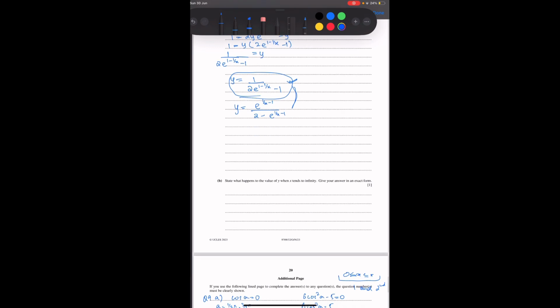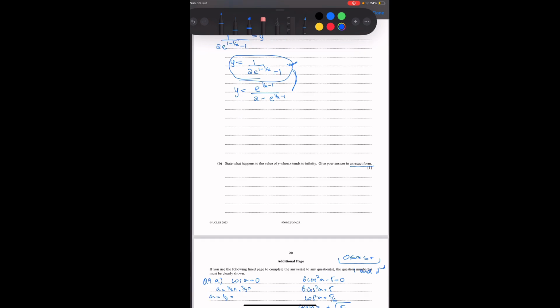So part B says, state what happens to the value of y when x tends to infinity, and we have to give our answer in an exact form. So what happens to the value of y when x tends to infinity? Let's cover the expression y is equals to 1 upon 2e raised to power 1 minus 1 upon x minus 1. So if we see, when x tends to infinity, let's write infinity over here. So 1 upon 2e raised to power 1 minus 1 upon infinity minus 1. So when x tends to infinity, this whole thing becomes 0. 1 minus 0 is 1.